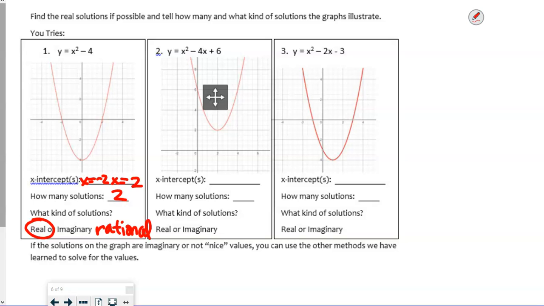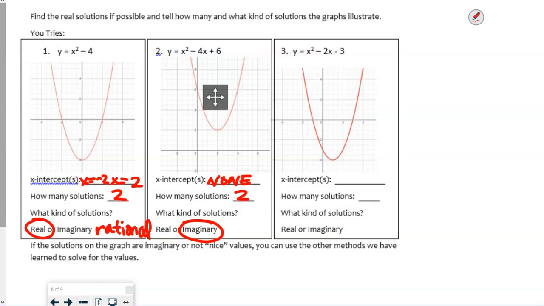So this next one, does it have any x-intercepts? Nope, there are none, right? Then how many solutions does it have? It has 2. What types of solutions? This time it's imaginary because it does not intersect the x-axis.